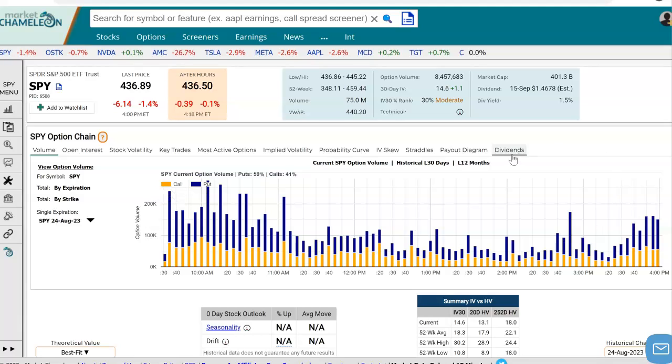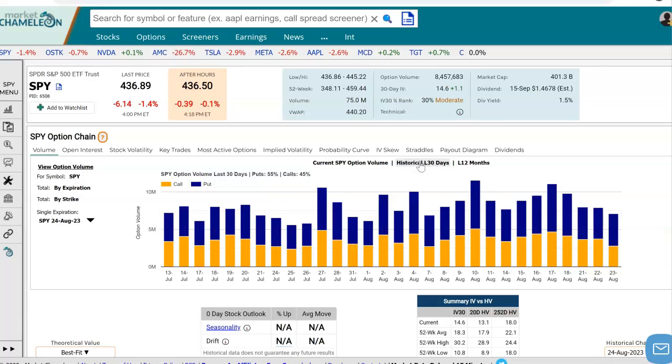And if we wanted to look at today's total volume compared to historical daily option volume, if we click on this historical last 30 days, we could see how today's option volume compared to the daily option volume in the last 30 days. So we could see here that today is not particularly a high option volume day so far in SPY. We could also look at the distribution of option volume by expirations.